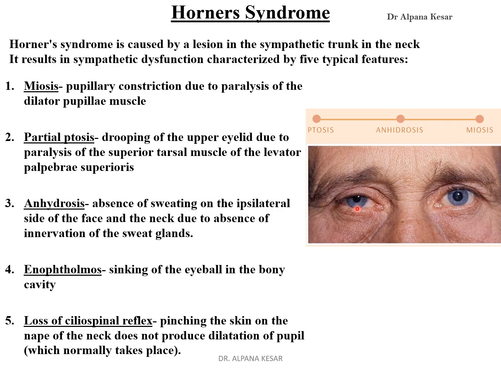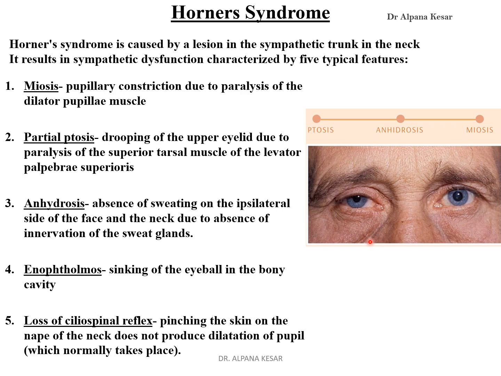If we compare the pupil of this eye with this one, we find that it is constricted here. So pupillary constriction, partial ptosis, where there is drooping of the upper eyelid due to paralysis of the superior tarsal muscle of the levator palpebrae superioris.